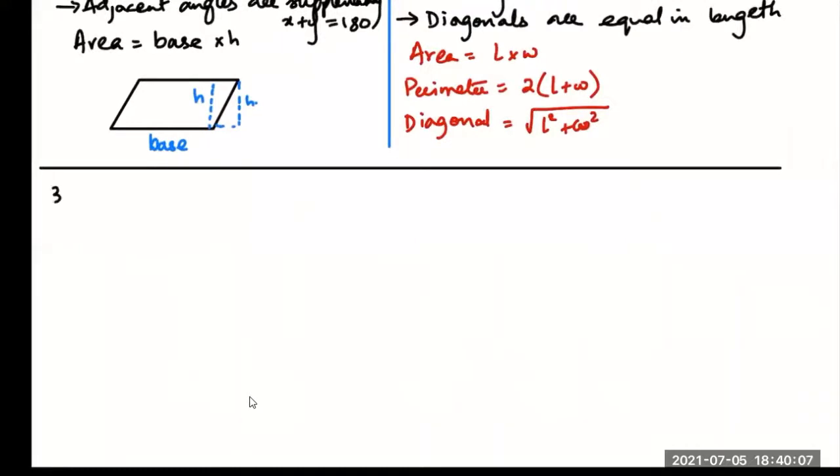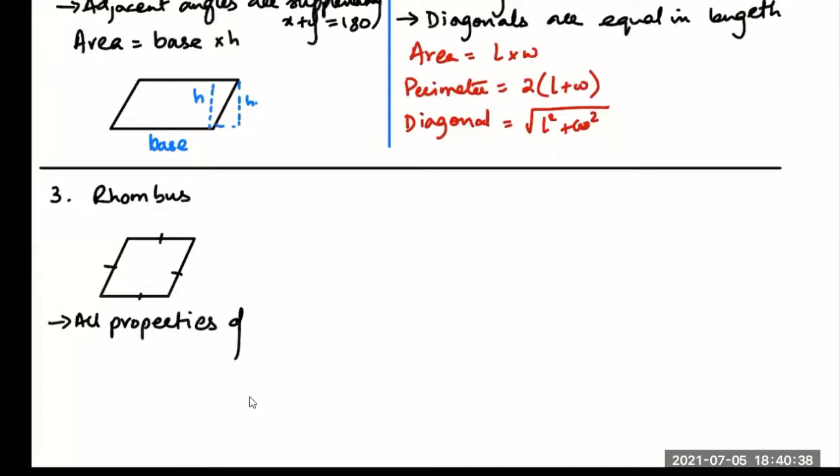Okay, now the third shape that I'm going to draw for you is the rhombus. A rhombus is somewhat like a parallelogram, but it has equal sides. Okay, that's as accurate as I can draw this to be. So it's like a parallelogram, so I'm going to write all properties of the parallelogram. So what other properties does it have? All sides are equal.